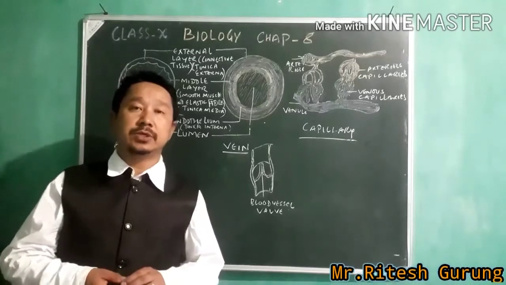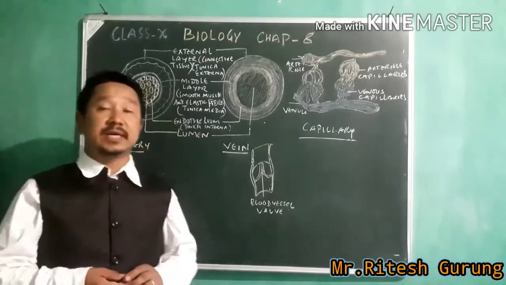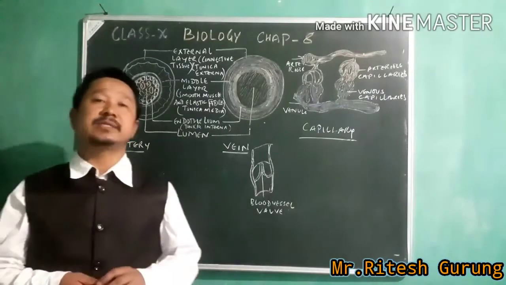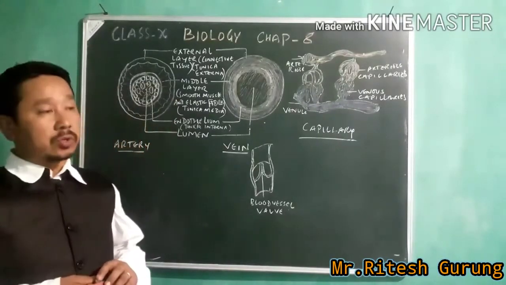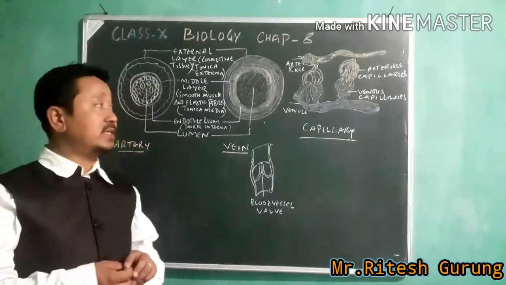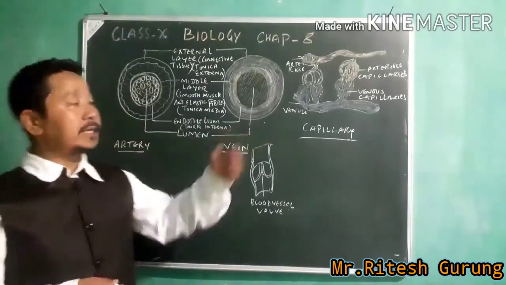Class 10 will continue chapter number 8, that is circulatory system. Today in this session we'll see the different kinds of blood vessels. All of you know that there are three kinds of blood vessels: artery, vein and capillaries.